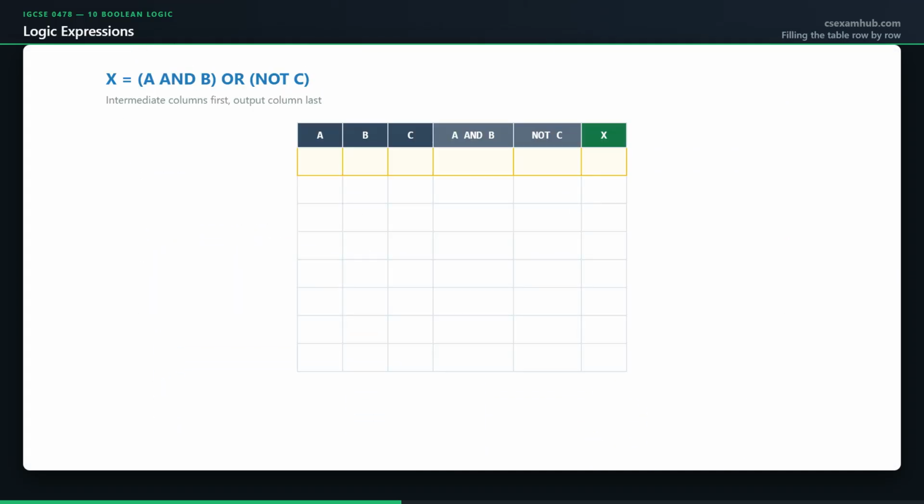8 rows, and you list the input combinations by counting up in binary so that none is missed and none is repeated. Row 1, A 0, B 0, C 0. A AND B is 0, NOT C is 1, and 0 OR 1 gives X equals 1. Row 2, 0, 0, 1. A AND B is 0, and NOT C is now 0, so X is 0. Row 3, 0, 1, 0. A AND B is still 0 because A is 0, NOT C is 1, so X is 1. Row 4, 0, 1, 1.